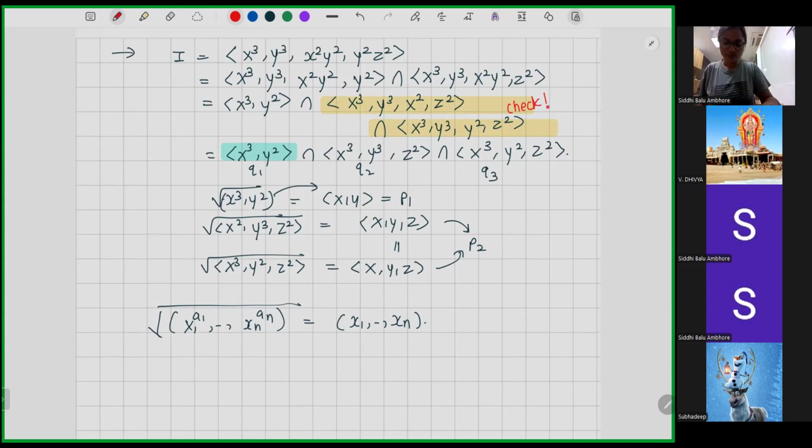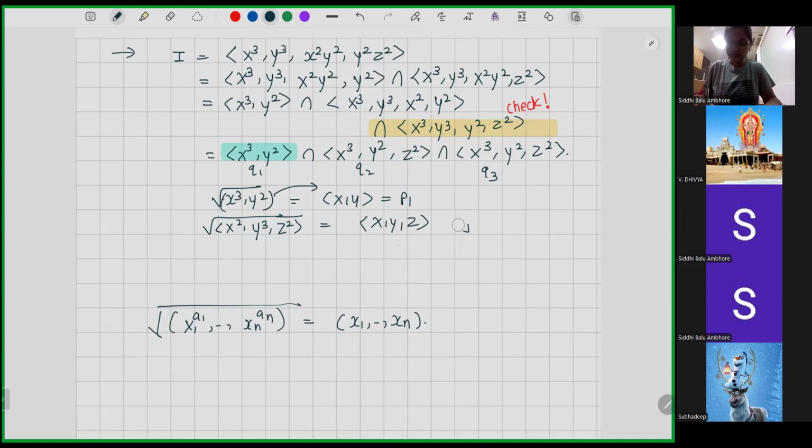Oh, yes, I guess I made a mistake here. See, here this is y square, and that's why this becomes y square here, and this is x cube y square z square. That's why this is the only primary component here, x cube y square z square. Is this okay now?